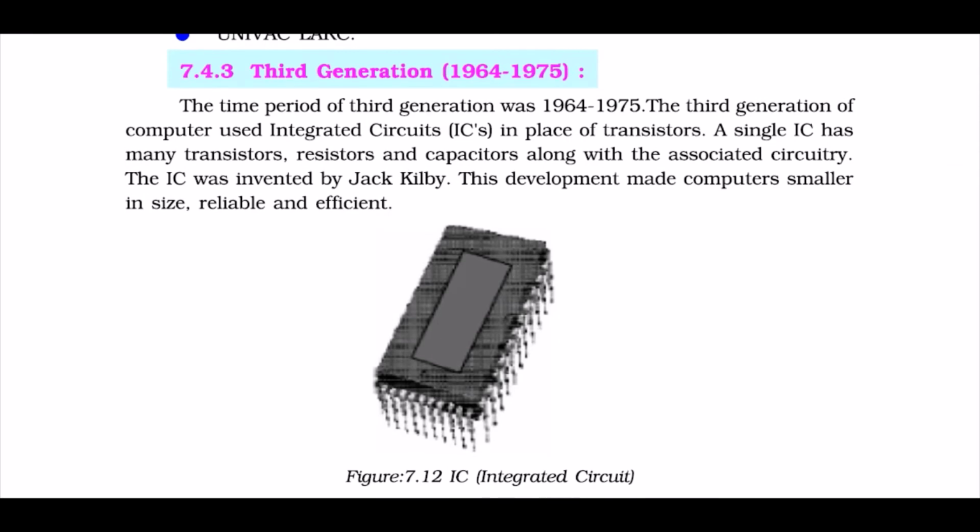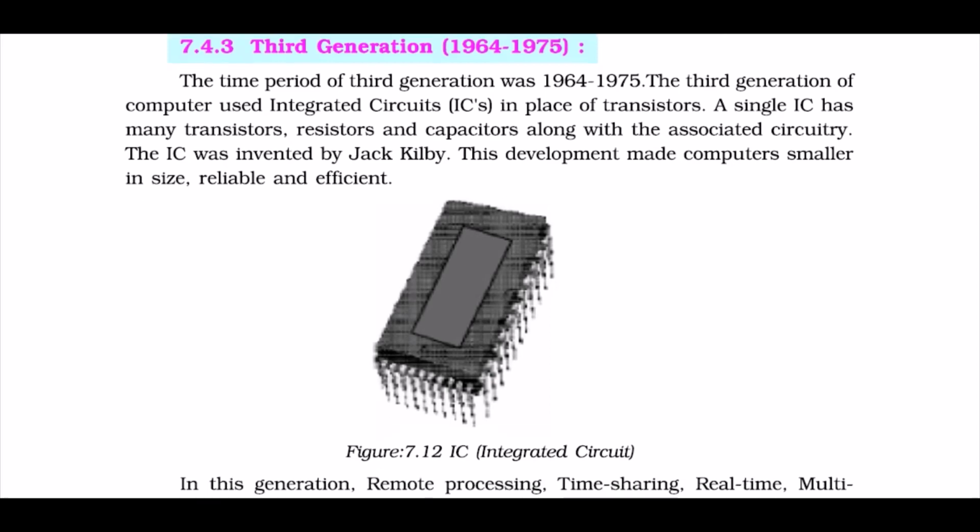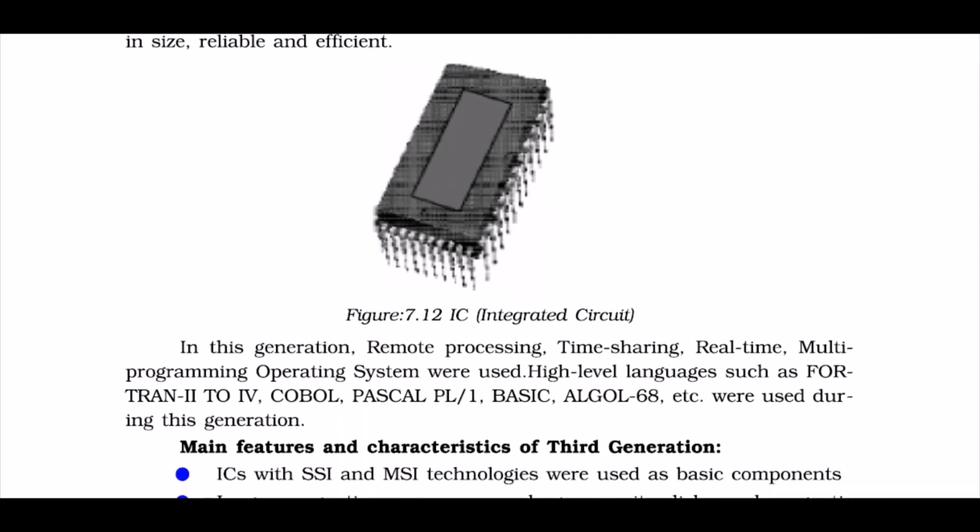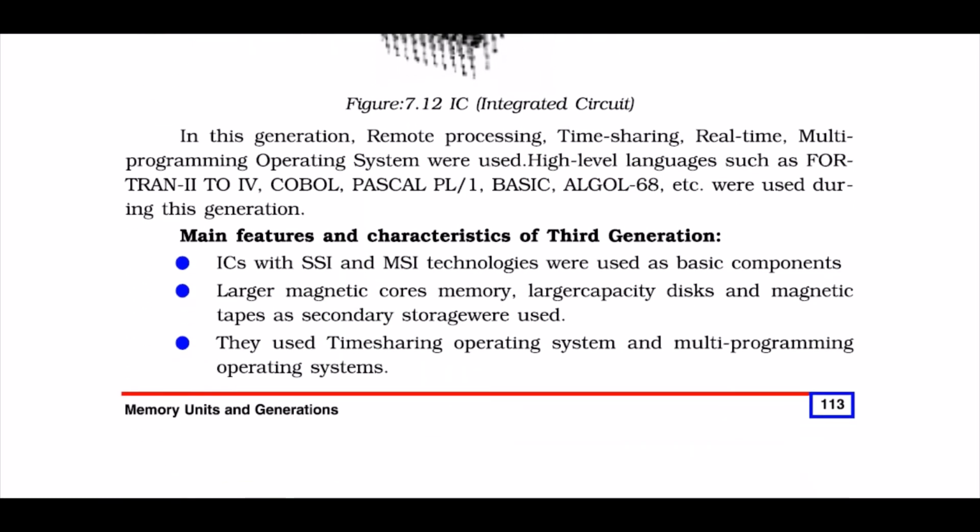The IC was invented by Jack Kilby. Who invented the IC? Jack Kilby. This development made computers smaller in size, reliable and efficient. In this generation, remote processing, time sharing and real-time programming operating systems were used. High-level languages such as Fortran 2 to Fortran 4, COBOL, Pascal, PL/1, BASIC, ALGOL 68, etc.